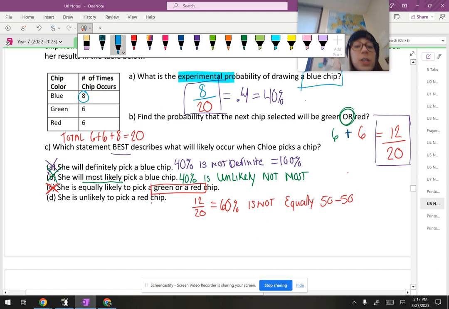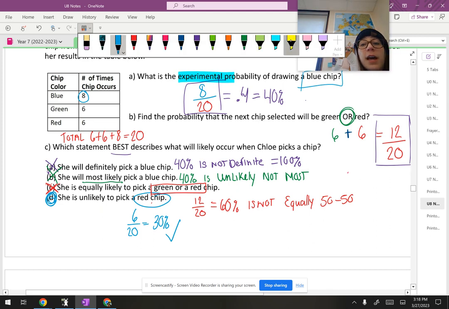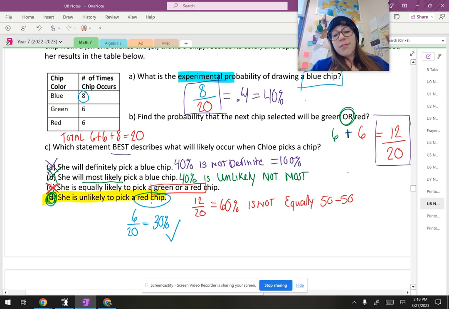Last but not least, she is unlikely to pick a red chip. Red is 6 out of 20, which is 30%, and that is unlikely. 30 does fall in that unlikely category because it's lower than 50, but greater than nothing.